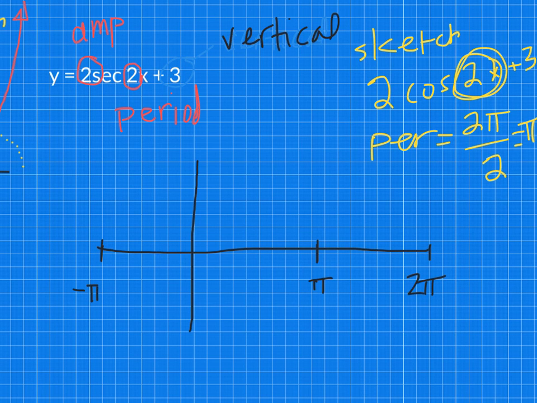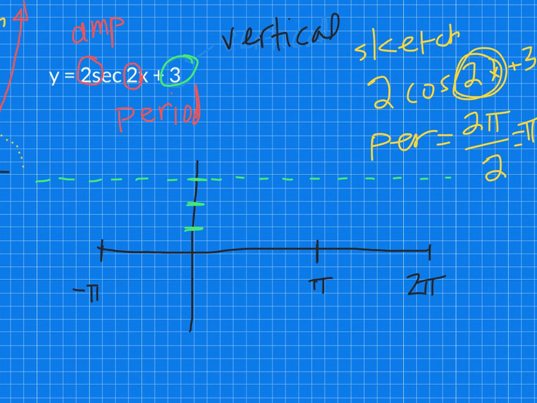Okay, so now we're going to move our graph up 3 units. So let's do that in another color. Let's do that in green. So here we have 1, 2, 3. 3 units up. This is our new midline. Now the midline is normally your x-axis, the thing that separates it into a top part and a bottom part. But now we've moved our midline up 3 units because of this plus 3, that vertical shift right there. So that's our new midline.